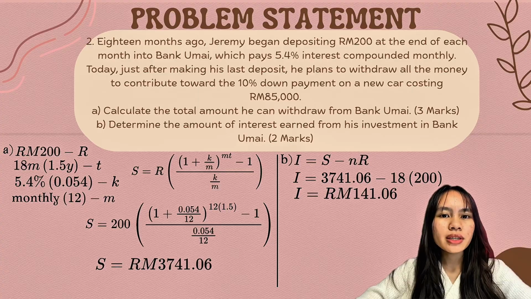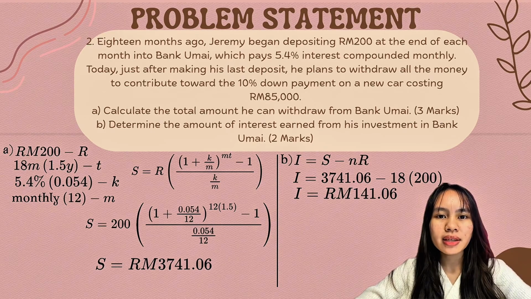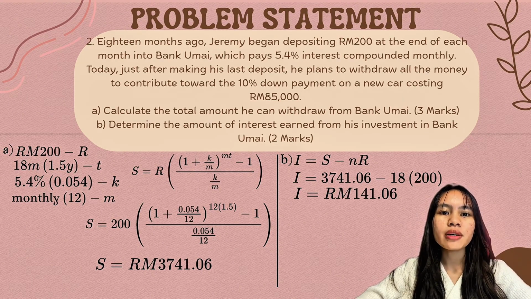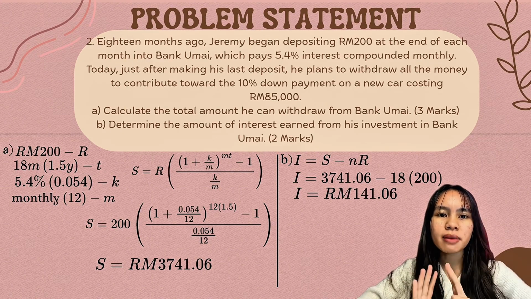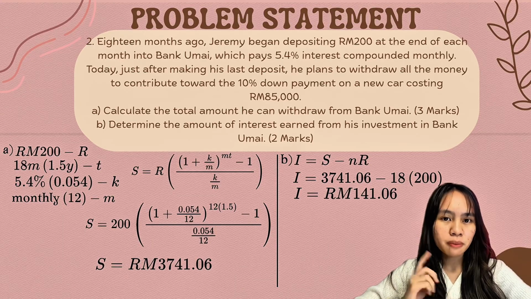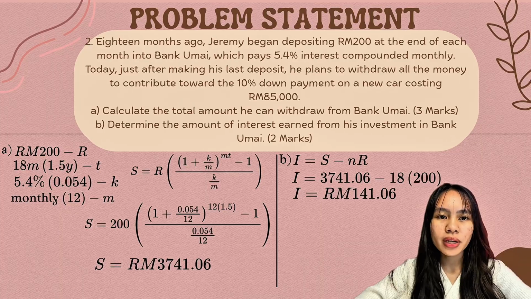Next, for question B, determine how much interest he gains from investing in Bank Omai. As we have calculated earlier, we obtained the value of S, which is the future value. Now, we use the interest earned formula to determine the amount of interest. Here, I use 18 months as stated in the information above. Therefore, the amount of interest earned is 141 ringgit and 6 cents.